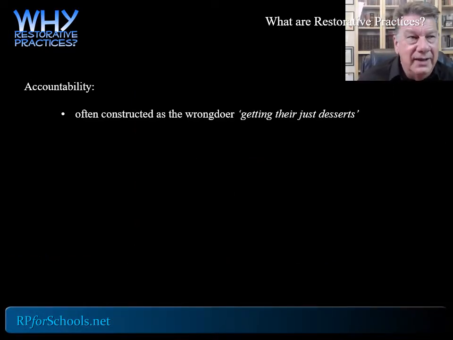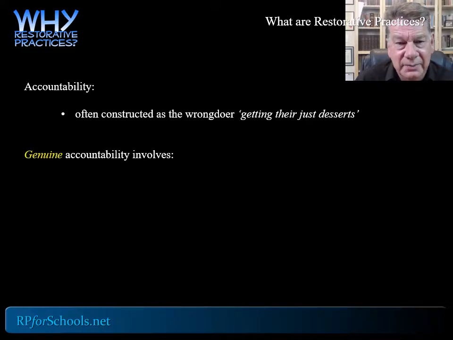And we talked there about accountability. Accountability is often constructed as the wrongdoer getting their just deserts. This is a vengeance or retributive style of justice, that the student has to be punished when they do something wrong. Accountability, I think, is much more complex than that.